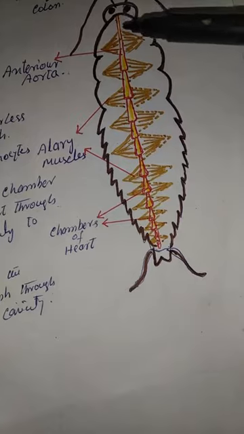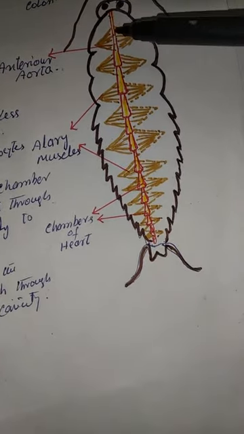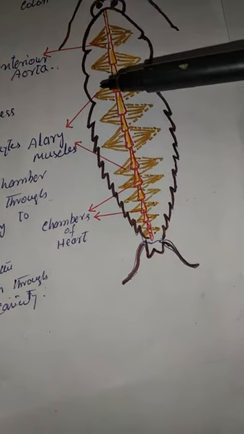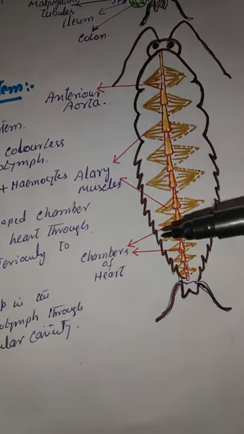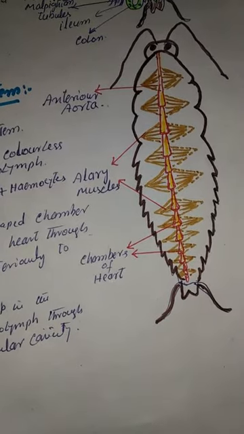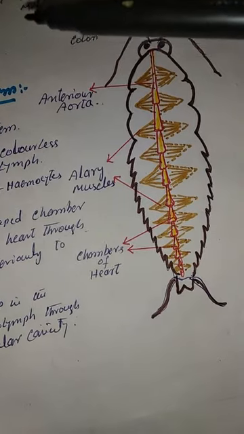These alary muscles, there are almost 12 alary muscles, help in the circulation of hemolymph through heart and perivascular cavity. This was all about the anatomy or internal morphology of digestive system and blood vascular system of this insect.